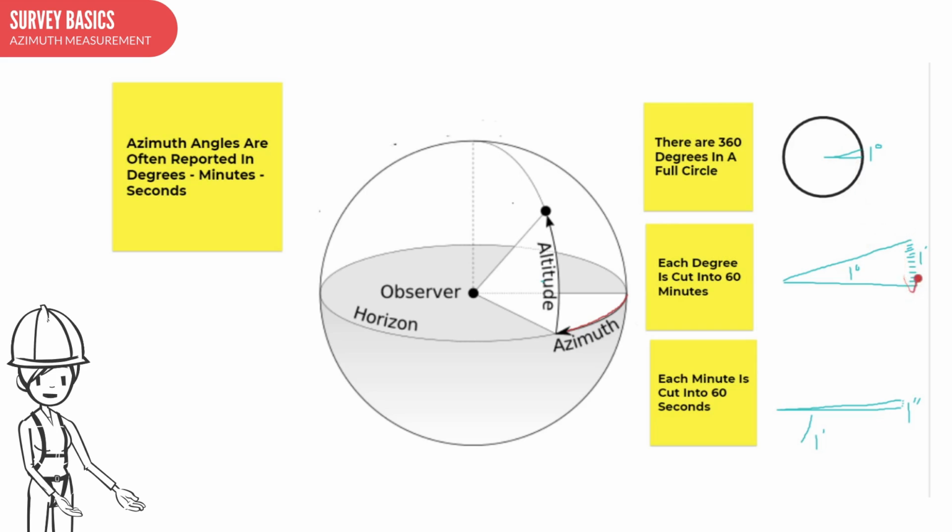Measuring minutes gets pretty precise. But if you are measuring a long distance, that can still lead to errors. So each minute can be cut into 60 seconds.